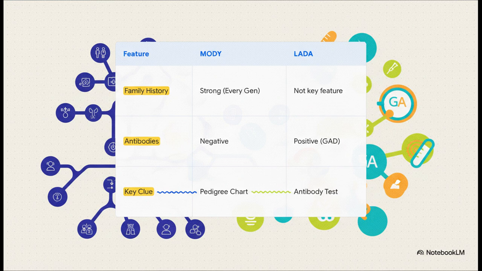So let's break this down. It's simple, really. If that patient has a super strong family history, I'm talking diabetes in every single generation, you have to be thinking MODY, or maturity onset diabetes of the young. The pedigree chart is your smoking gun. But if the family history is kind of meh, but they test positive for GAD antibodies, well, that's LADA, latent autoimmune diabetes in adults. Just think of it as type 1 diabetes playing the long game. The antibody test is the key that unlocks that diagnosis.